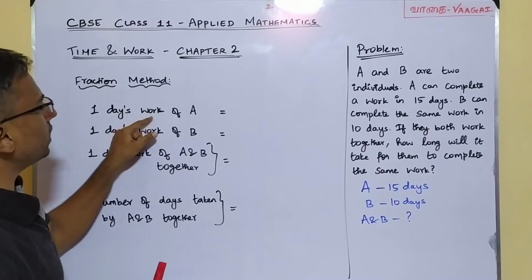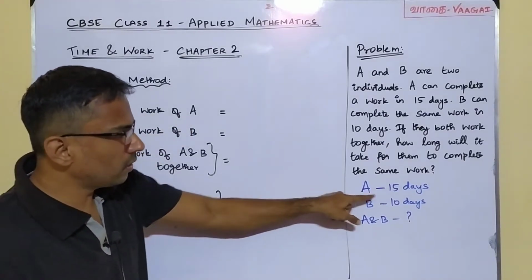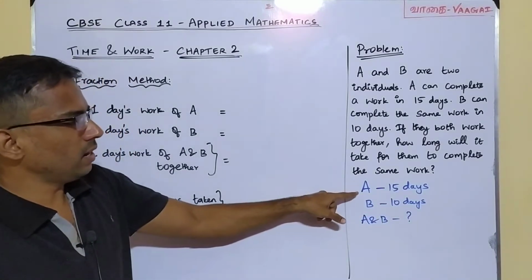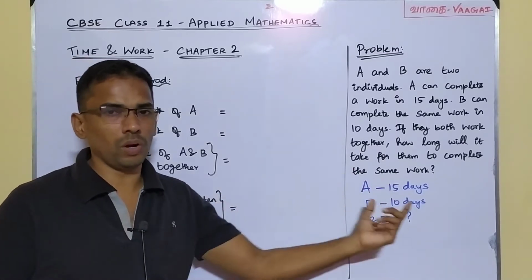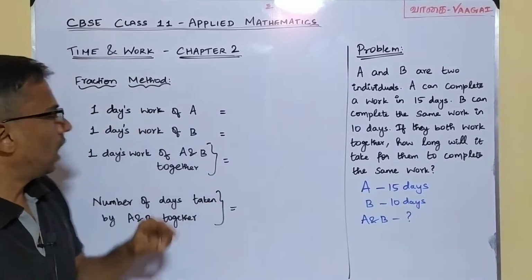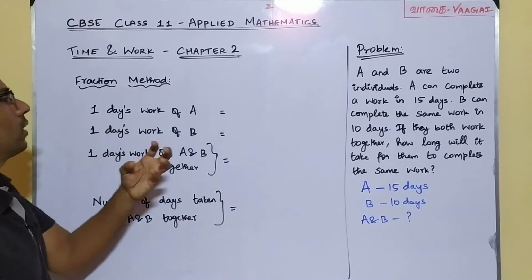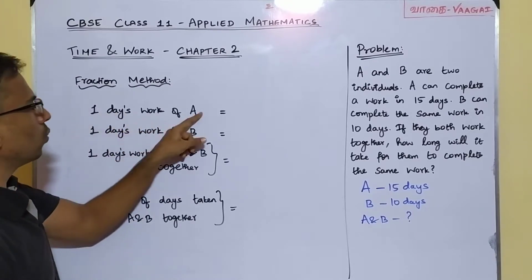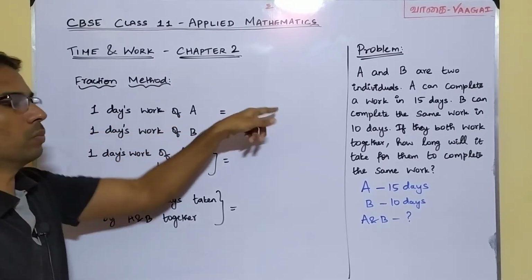So, starting with, what is the 1 day's work of A? See, A can complete that full work, whatever work is given to them. A can complete that entire work in 15 days. This is what we are given in the question. And here, we'll try to calculate what part of the work, or how much portion of the work, A can do in 1 day. That's what I've written here as 1 day's work of A.